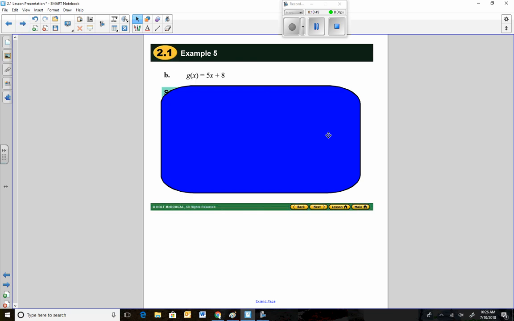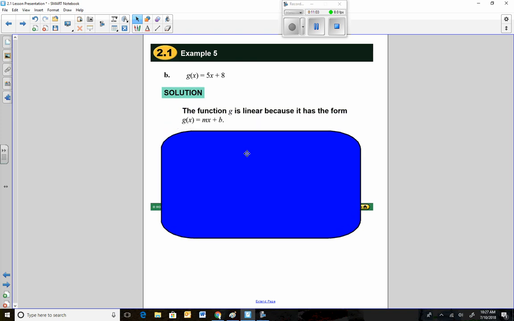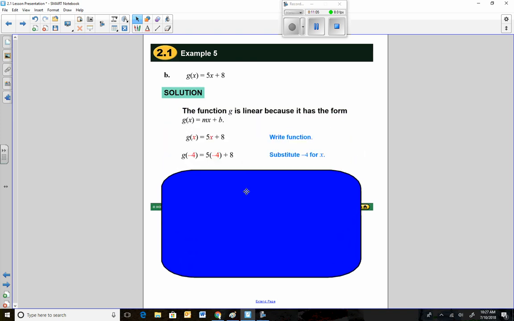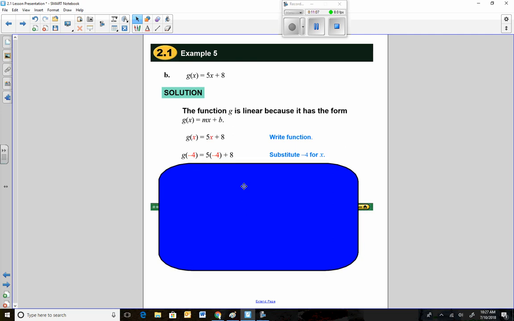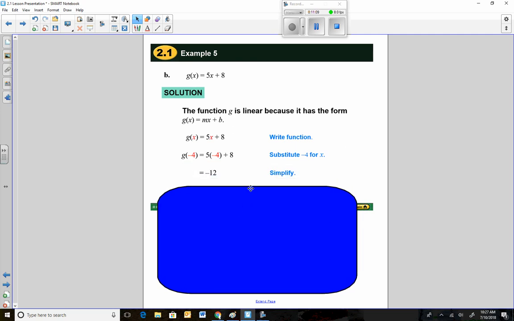Over here we have g of x equals 5x plus 8. You notice it has the exponent of 1. Anytime the highest exponent is a 1 for the variable, it's going to be a line. Remember y equals mx plus b? All right. So let's take a look. We go ahead and plug in the -4 that they wanted us to do, and we get a -12. So the function g is linear because it has the format of y, or g of x, equals mx plus b.